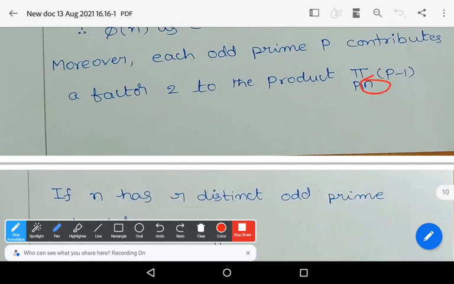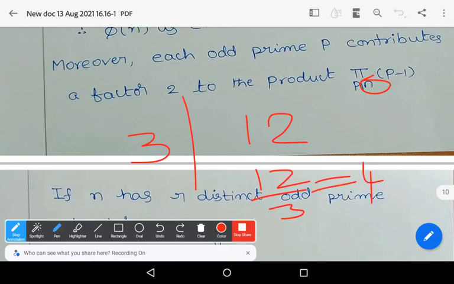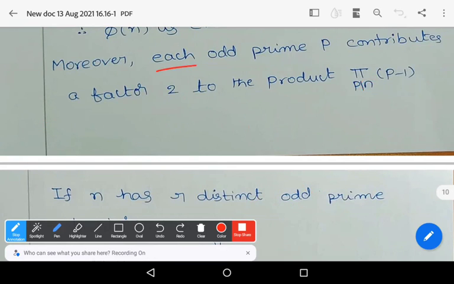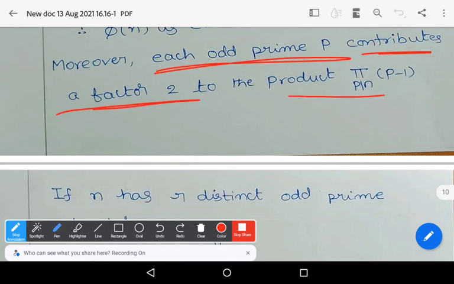Take any other number than a prime, say 12. Very clearly the prime number 3 divides 12. So 3 divides 12 means 12 by 3 you get 4. Clearly there is a factor 2, and also 3 minus 1 is an even number. So each odd prime p contributes a factor 2 to the product over p dividing n of (p minus 1).